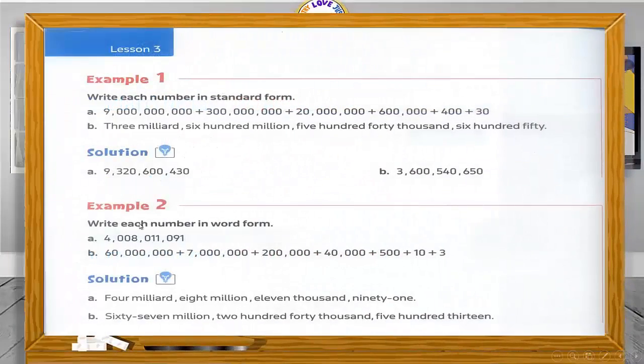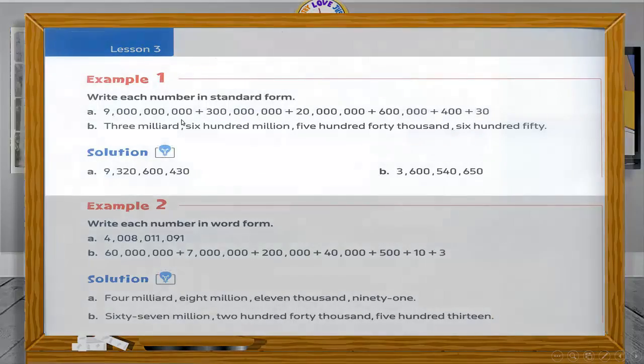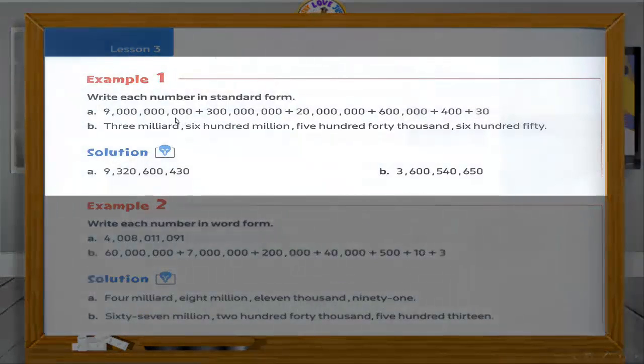We have 2 examples. In the first example, it tells you to write each number in standard form. You have 2 numbers here, a number in expanded form and the next one in word form. To write the number in standard form, you should see how many periods you have here. We have 9 milliard, 300 million, 20 million, 6,430. That means with milliard you have 4 periods.